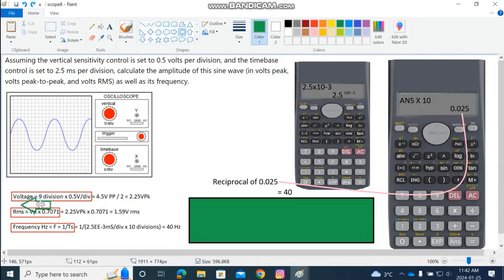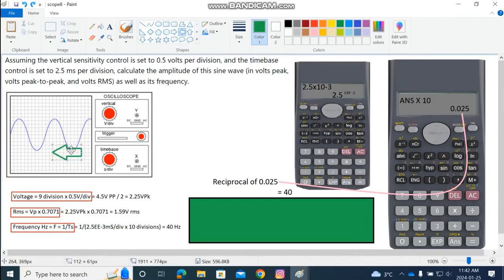Now, determining my RMS value from voltage peak is going to be my voltage peak of 2.25 times 0.7071, which is equal to 1.59 volts RMS. Your meter reads RMS, which is root mean square.